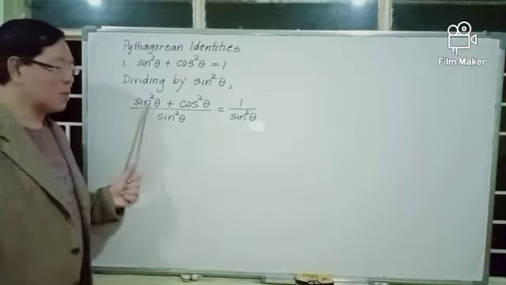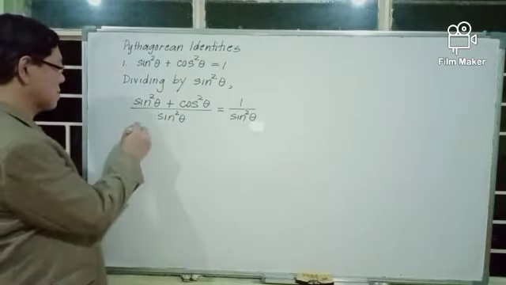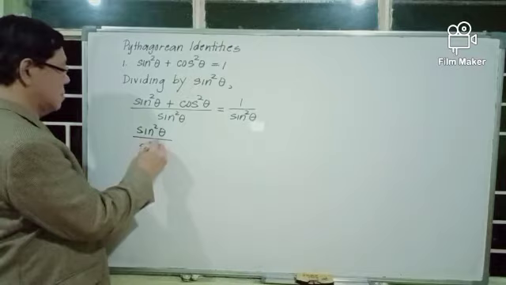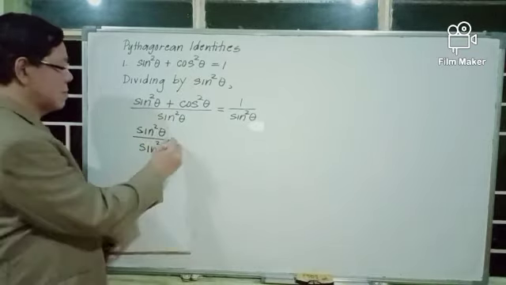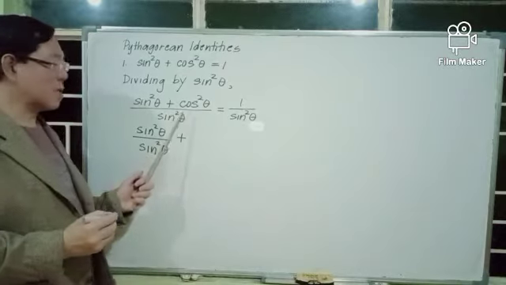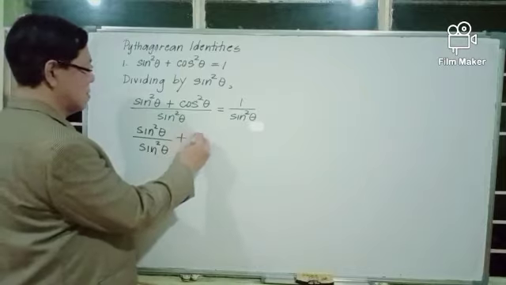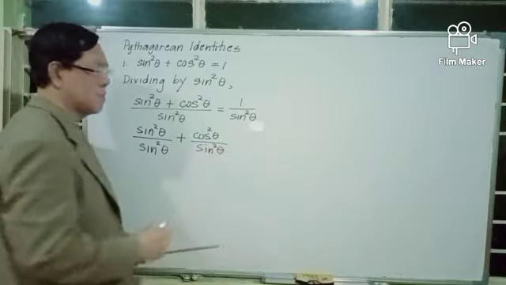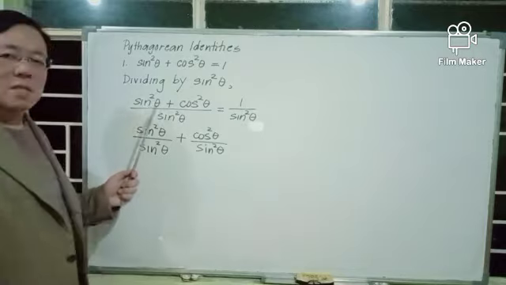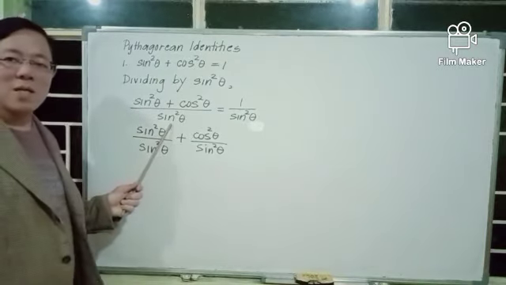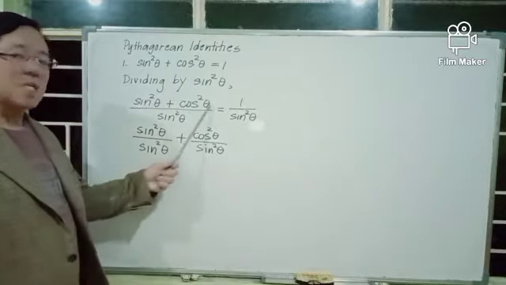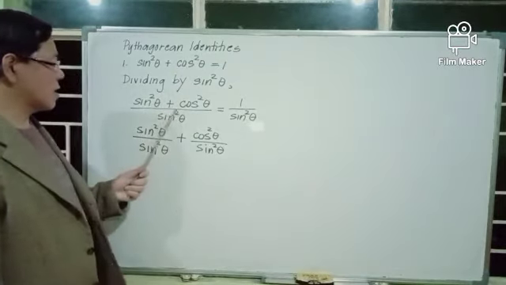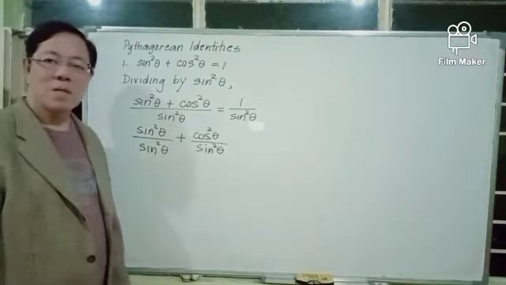The first term, sine squared theta, we divide by sine squared theta. Plus the second term, cosine squared theta, we also divide by sine squared theta. And do not make a mistake of cancelling sine squared theta and sine squared theta. You cannot do that because sine squared theta is part of this sum in the numerator, sine squared theta plus cosine squared theta. If you cancel out sine squared theta over sine squared theta, the sum would be gone.